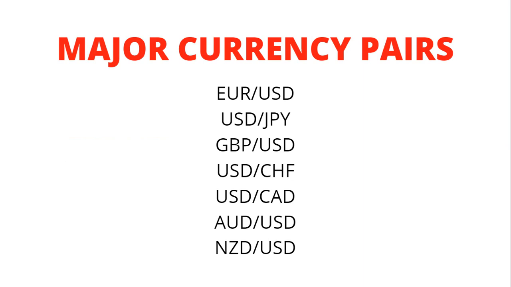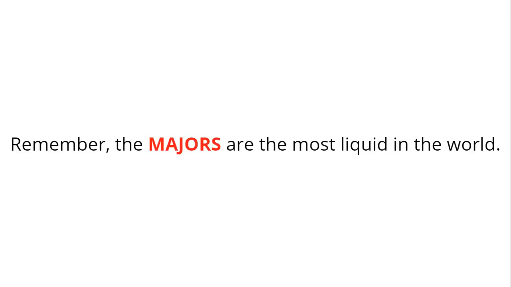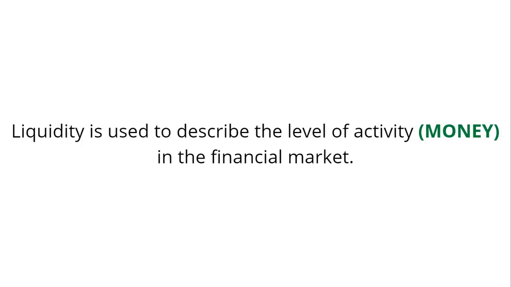So here are some of your major currency pairs. I'm not going to go through all of them, but take a look, get familiar, right? These are your major currency pairs. Remember, the majors are the most liquid in the world. And I'll go over a little bit about what liquidity is in just a moment. Liquidity is the term that's used to describe the level of activity or money in the financial market. Okay, let me go over that. Liquidity is used to describe the level of activity or money in the financial market.